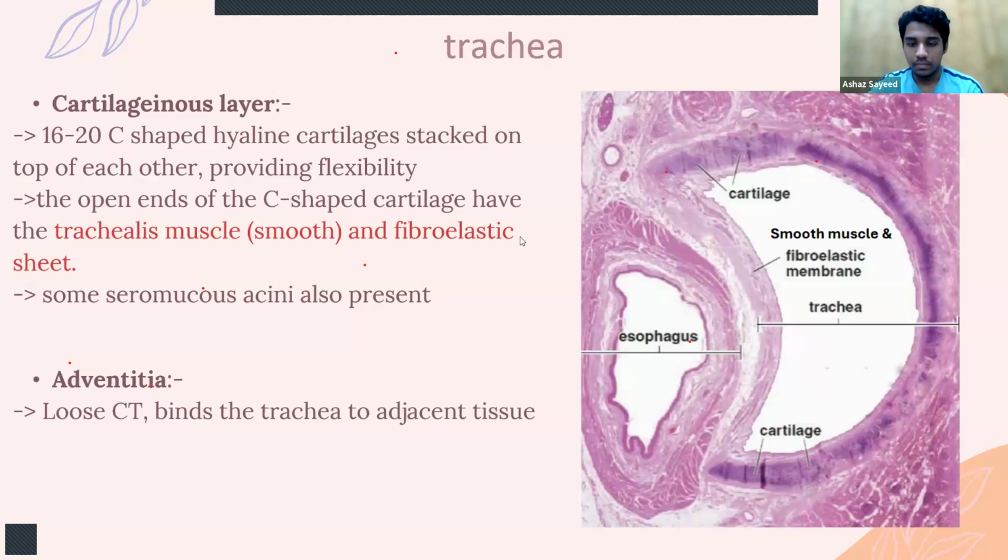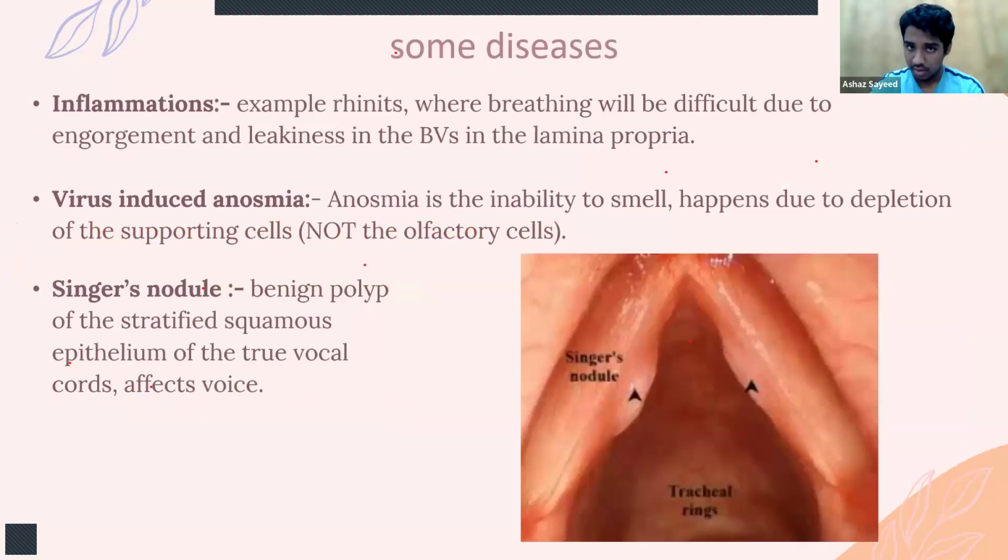Now you have some diseases. I think this page marks the end of this lecture. So we have inflammation. Whenever there's inflammation, you add itis at the end. So for example, you have rhinitis. It's going to be difficult to breathe because your blood vessels have engorged over here.